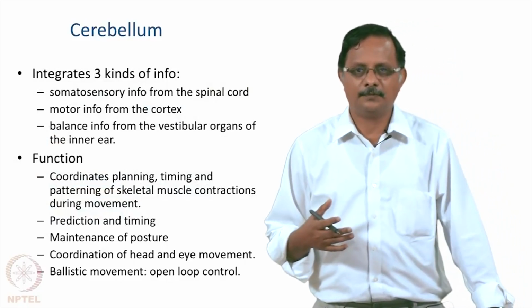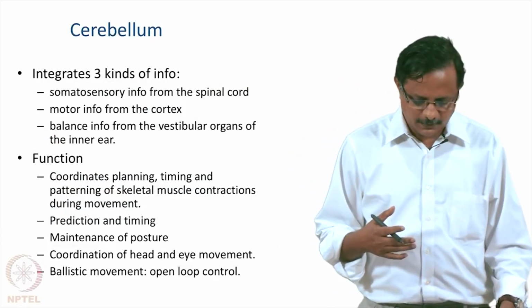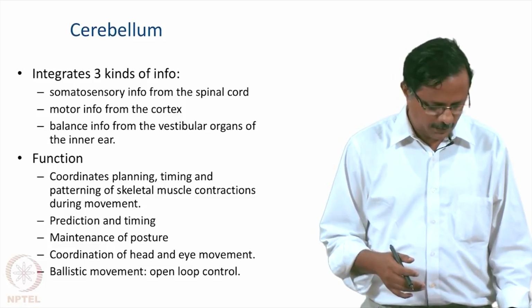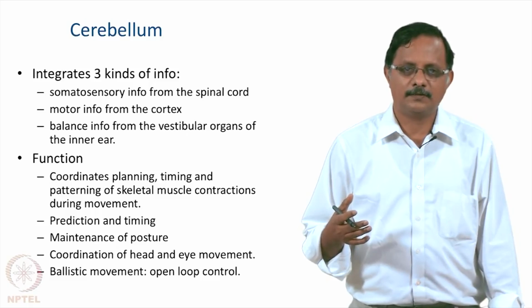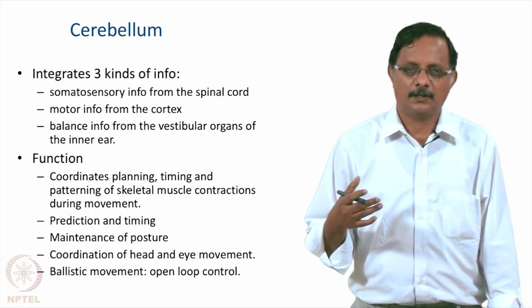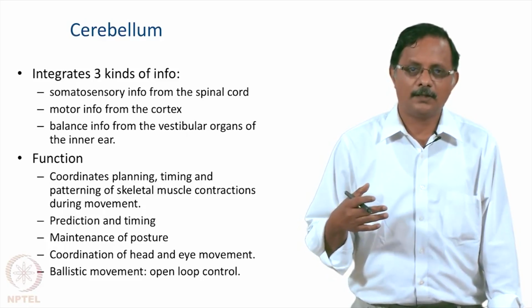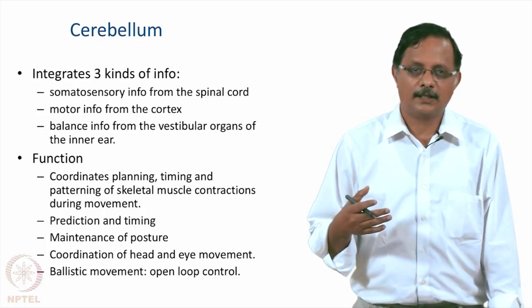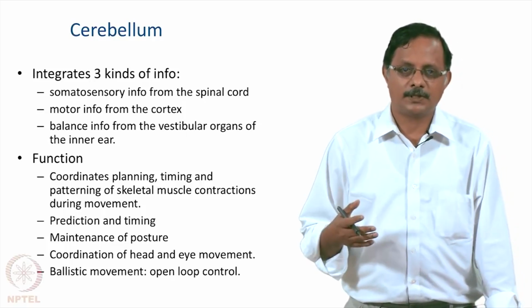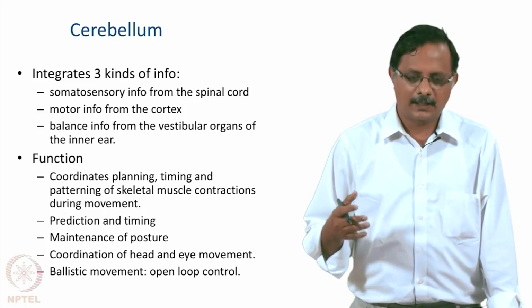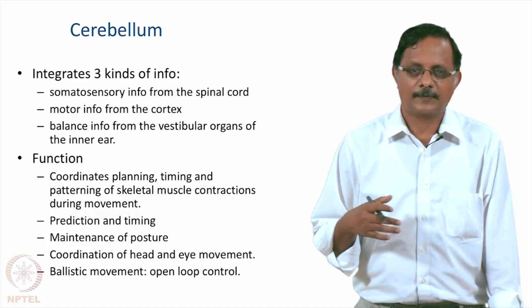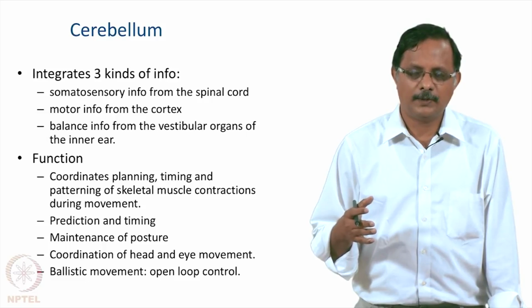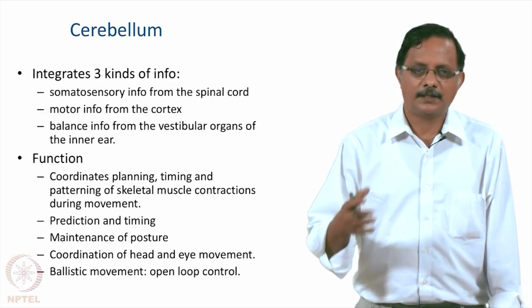Next, let us come to the cerebellum. The cerebellum is the structure which is seen ventral to the occipital lobe. It integrates 3 kinds of information. It receives somatosensory information from the spinal cord, it receives motor information from the cortex, and it also receives balance information from the vestibular organs of the inner ear. It has diverse functions. For example, it integrates timing and patterning of skeletal muscle contractions during movement, and it is involved in prediction and timing.